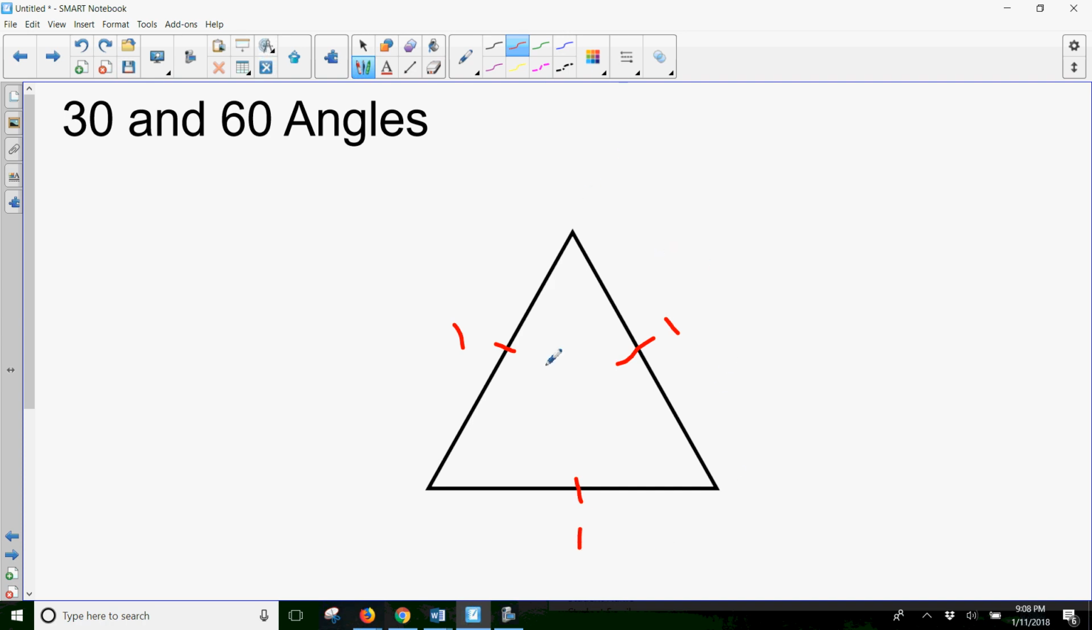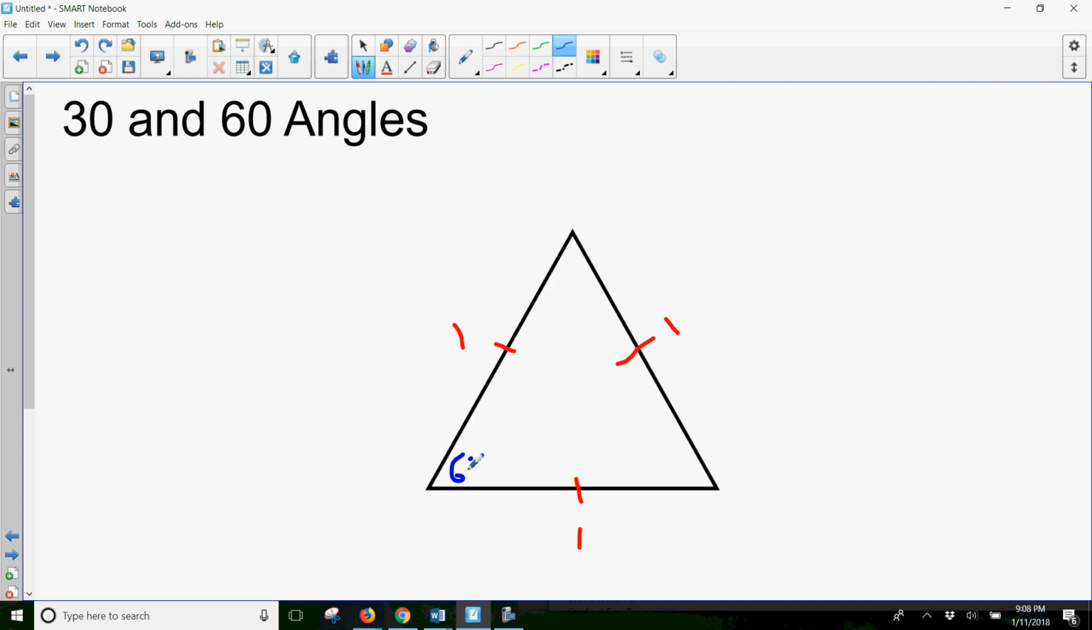Okay. So remember, we said there's a relationship between the measure of an angle and the length of its opposite side. The bigger the angle, the longer the opposite side. Well, if all these sides are the same, that means all these angles must also be the same. And there's 180 degrees in the triangle, 180 divided by 3 is 60. So each of these angles is 60 degrees.